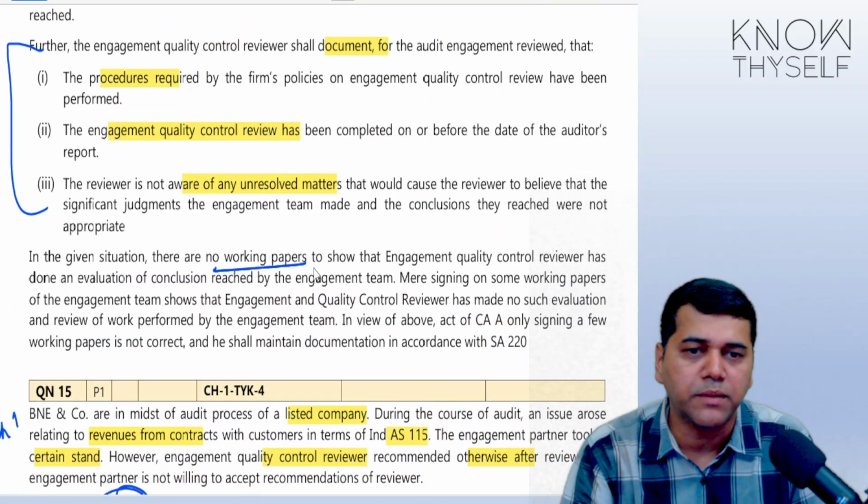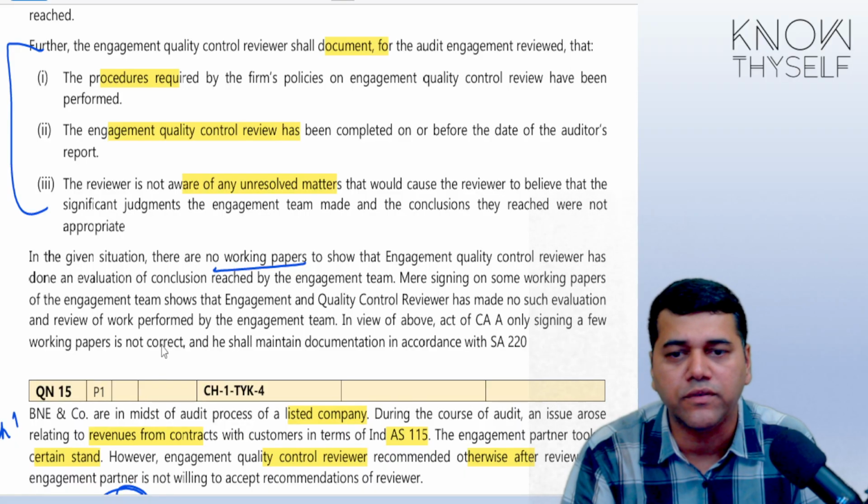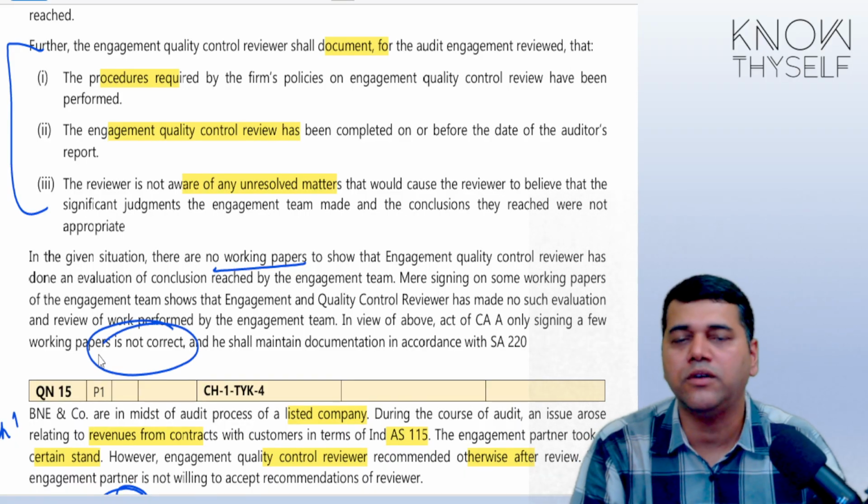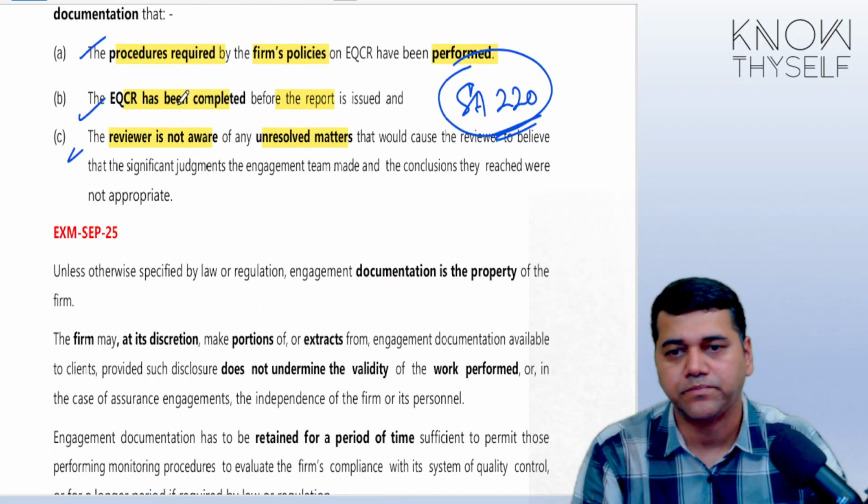So there were no working papers. So in the above, signing of the working papers is not correct. I hope you are clear, students. This is the verdict. You need to write an answer.